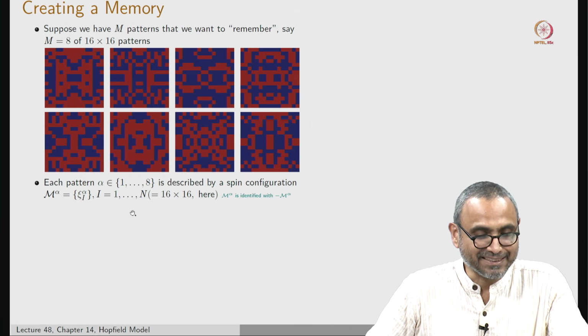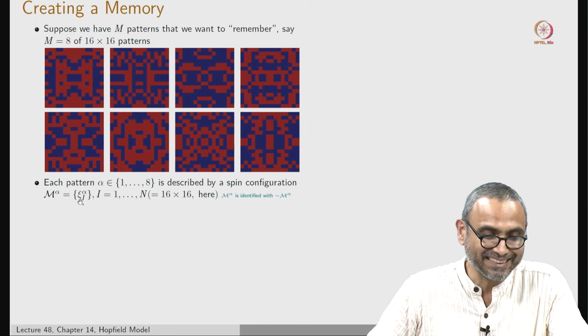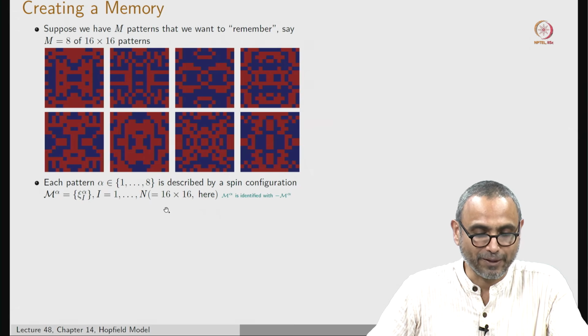So each pattern, like I said, alpha going from 1 to 8, there are 8 patterns, is described by a special set of spin configuration which I call C alpha i, alpha going from 1 to n. So this is the configuration of the memory, each pattern.